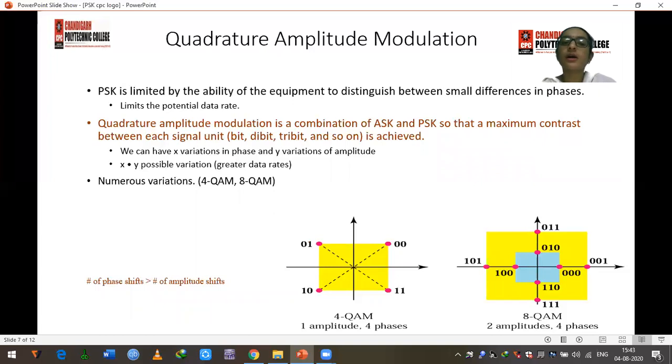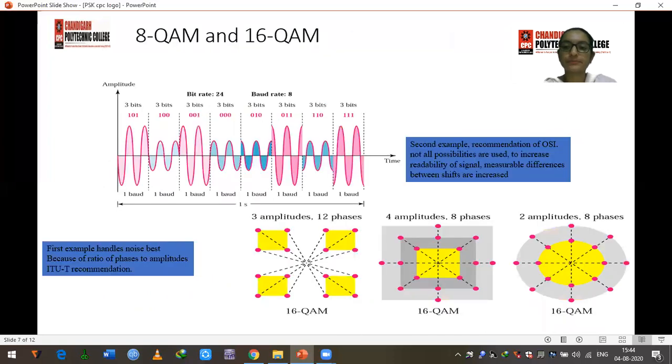So we can have x variations in phase and y kinds of variations in our amplitude. If there are x into y possible variations, then greater will be the data rates. The numerous variations will be 8 and 4 QAM. 4 QAM contains 1 amplitude and 4 phases. On the other hand, 8 QAM includes 2 amplitudes and 4 phases.